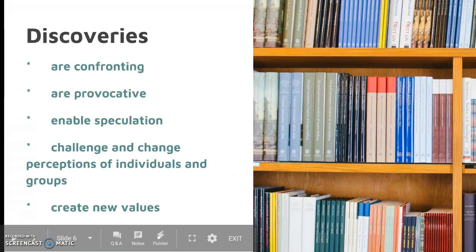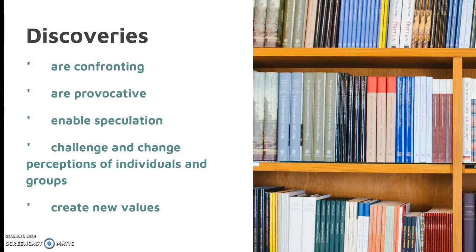The rubric also tells us that discoveries are confronting or can be confronting. They can be provocative. They enable speculation. They can challenge us and change our perceptions of individuals and of groups, and they can create new values. So what you need to be looking at is the impact of the discovery, the transformation of either the individual or the society or both. So what is the discovery doing? Now, not all individuals are going to respond positively to discoveries. Some will respond negatively, and you need to consider that in your text.